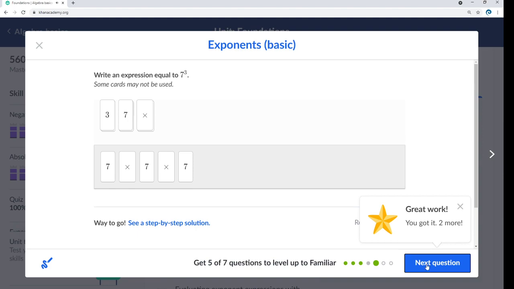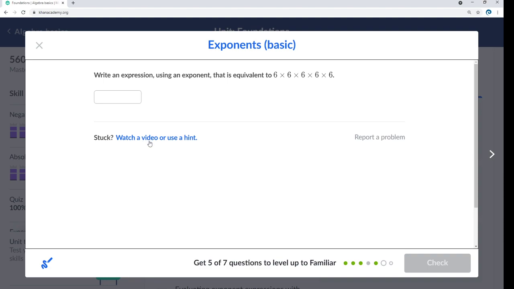Bam! 2 more. Oh, I didn't get this one. Did I get that one wrong, I guess? I'm not happy about that. It tricked me. I didn't know I was supposed to drag and drop stuff.